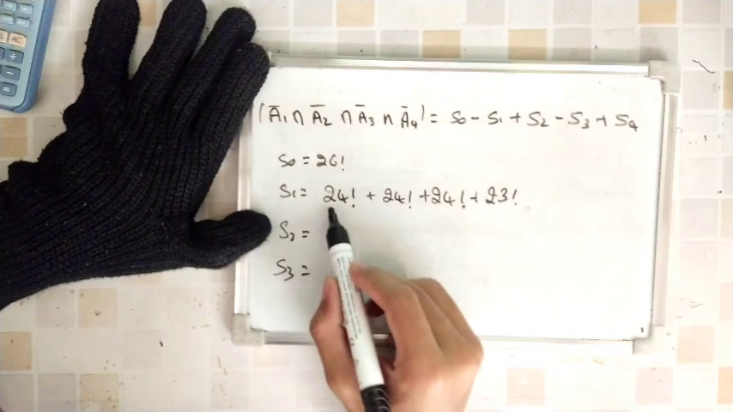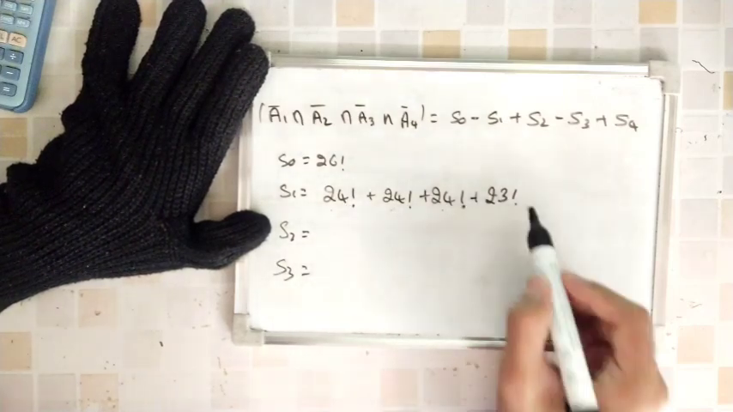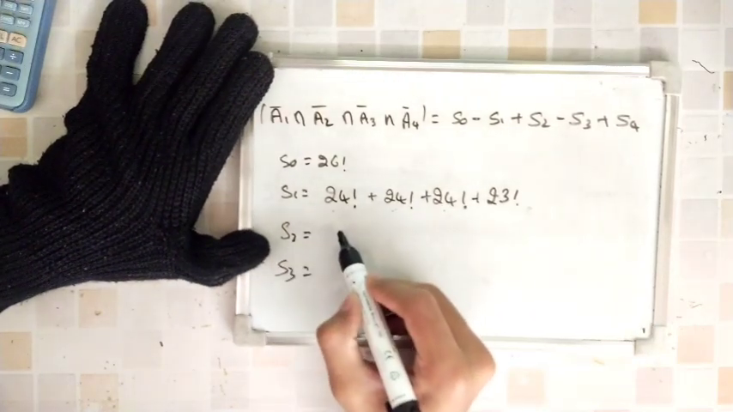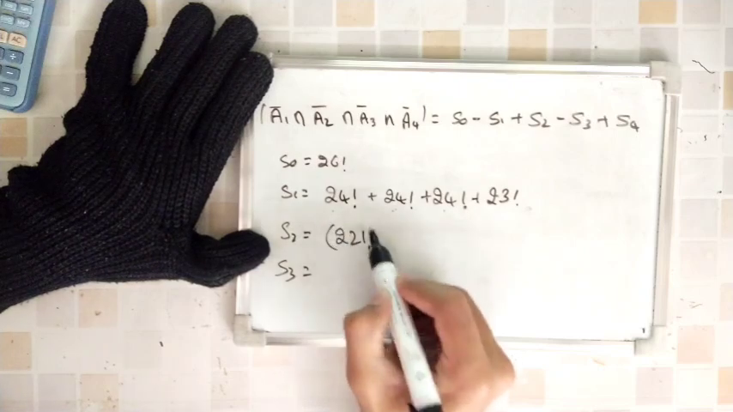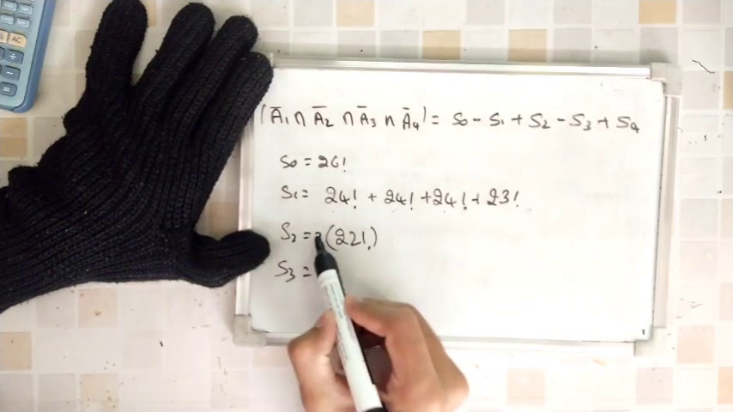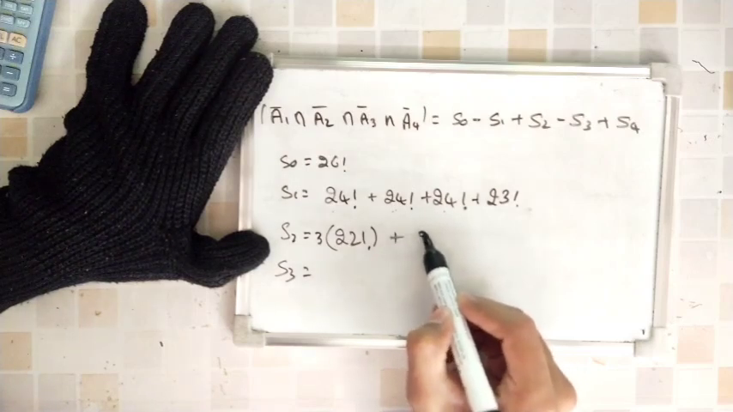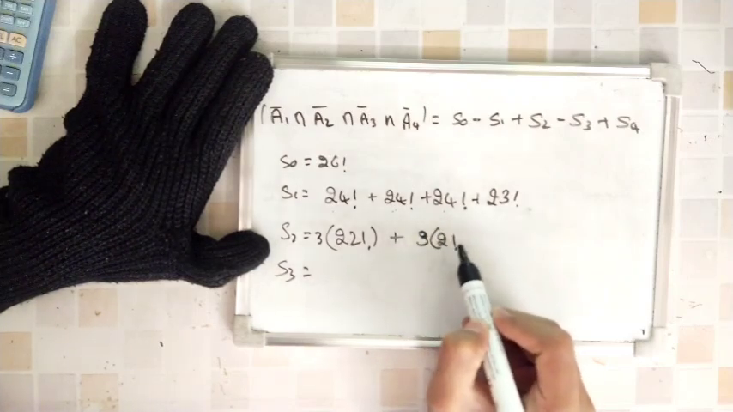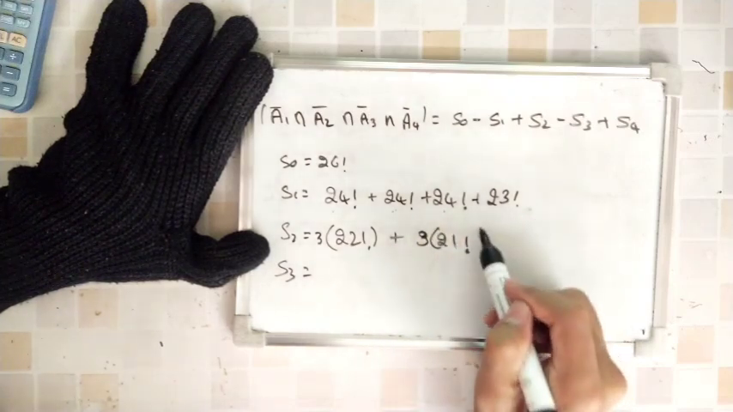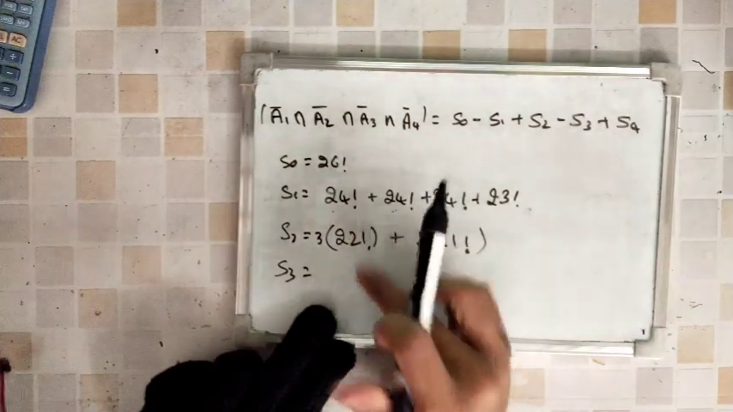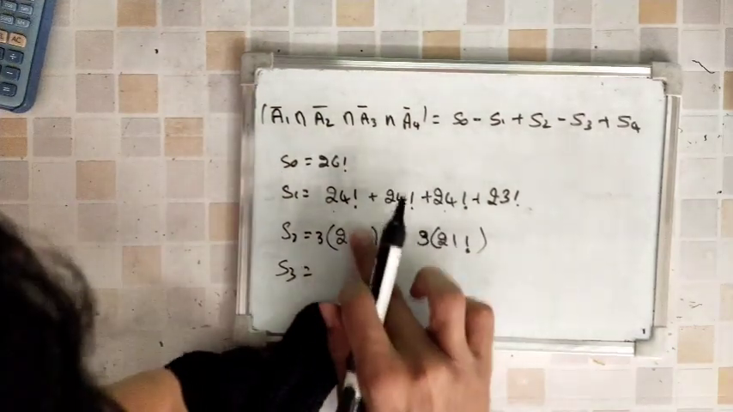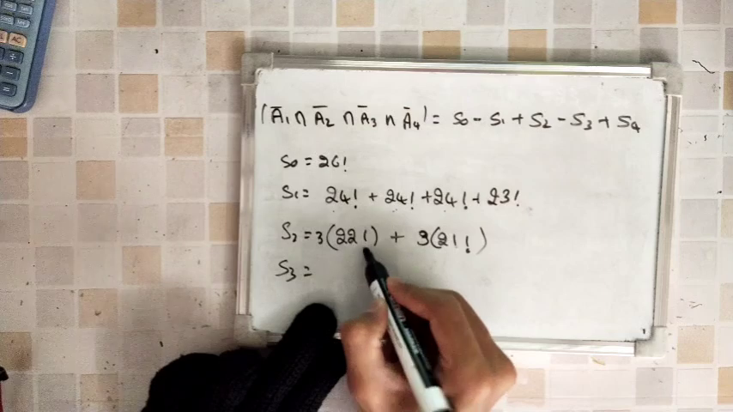This is only A1, A2, A3, A2. So S2 will be my 22 factorial. How many times? I have 3 times, plus 3 times I have 21 factorial. You just see the previous notes I had written. So I had 22 factorial, here 21 factorial.